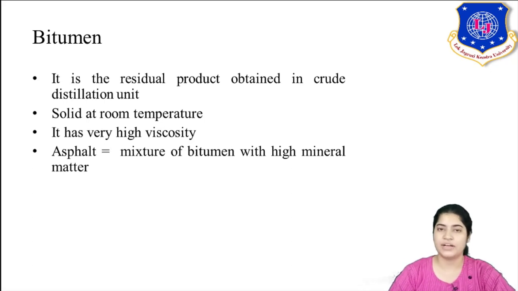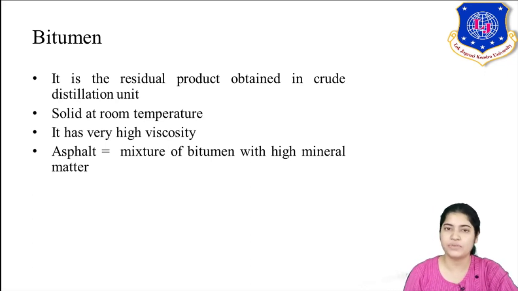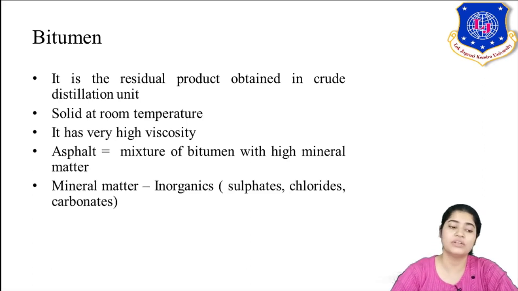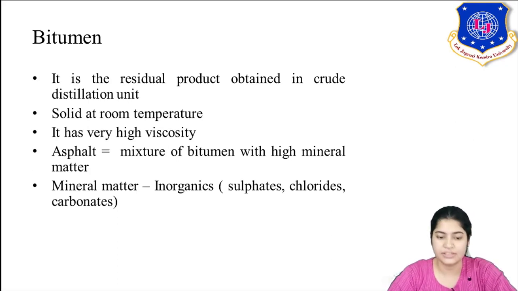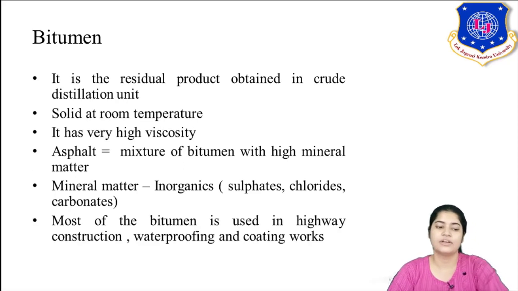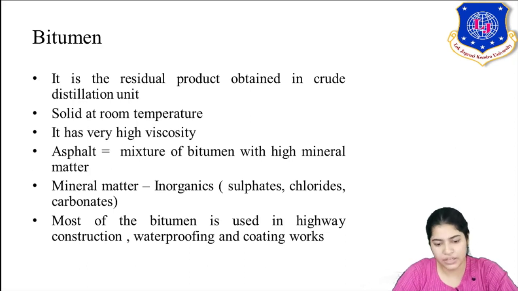Now, asphalt. What is asphalt? It is a mixture of bitumen with high mineral matter. If the content of mineral matter is very high in your bitumen, it is also called asphalt. What are the mineral matters we are talking about? Inorganics like sulfates, chlorides, carbonates. These are minerals, right? So asphalt is bitumen rich in these minerals. Now what is the use of bitumen? It is mainly used in highway construction, waterproofing and coating work.